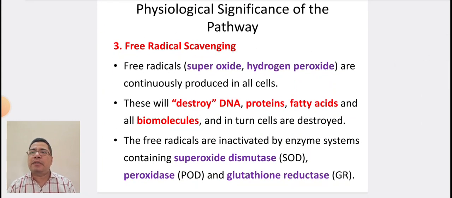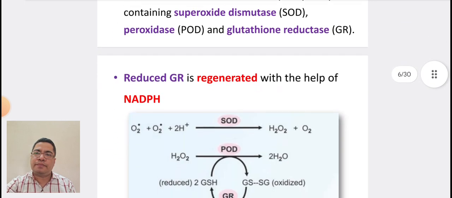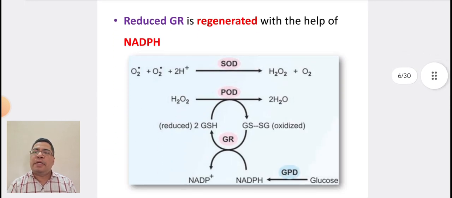Next point is free radical scavenging. Free radicals, that is superoxide and hydrogen peroxide, are continuously produced in all cells. This will destroy the DNA, proteins, fatty acids, and biomolecules, and in turn, cells are destroyed. The free radicals are inactivated by enzymes including superoxide dismutase, peroxidase, and glutathione reductase. Reduced glutathione is regenerated with the help of NADPH.